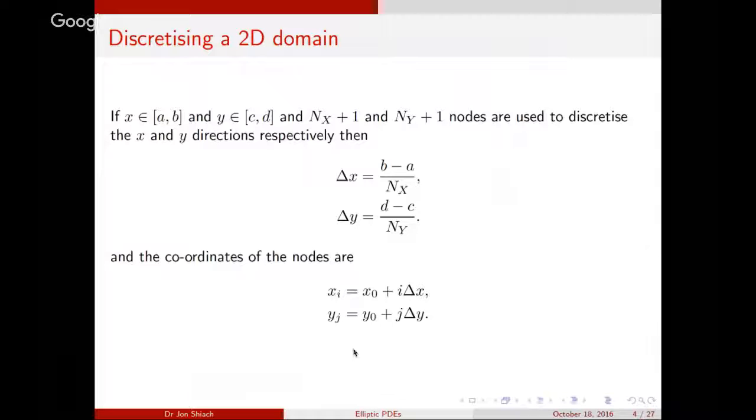Once we've got delta x and delta y, you can also calculate the coordinates of each node. Because we have that structured grid system, we only need one array of x coordinates. The smallest x value plus i times delta x, where i is the index, gives us our x coordinates. I'm going to explain i and j in a minute. So this is our x coordinates, and that's our y coordinates. That's discretizing our domain.